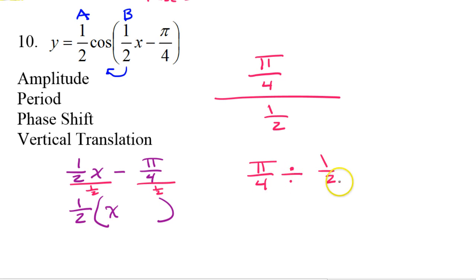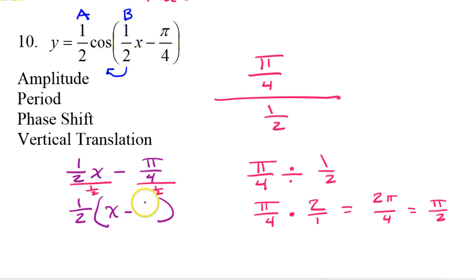But when you divide with fractions, you multiply by the reciprocal. So I'm really doing pi over 4 times 2 over 1. So this is 2 pi over 4. And these cancel each other out. 2 goes into 4 twice, so this makes pi over 2. So when I do this division, I get pi over 2. So I have x minus pi over 2. So this is really going to tell me my phase shift.